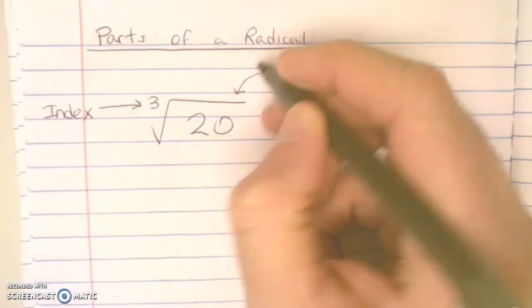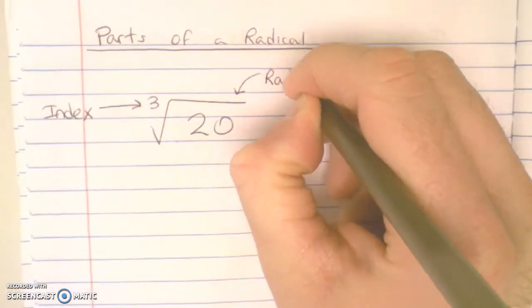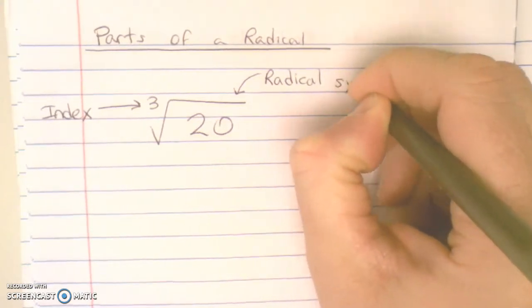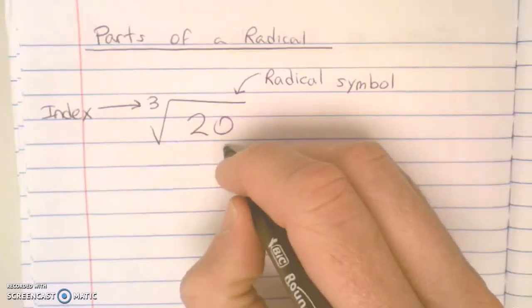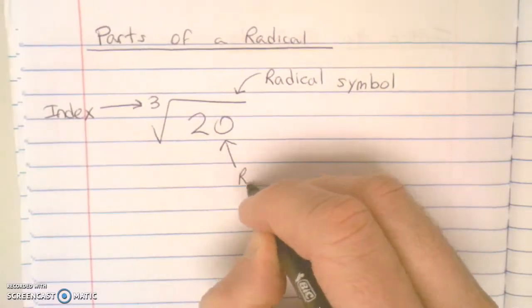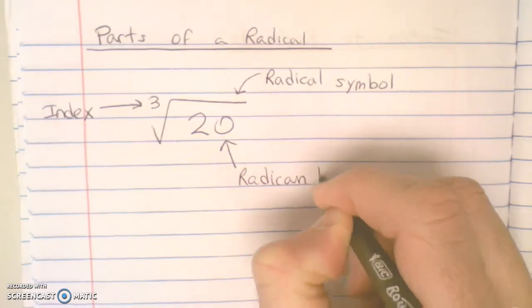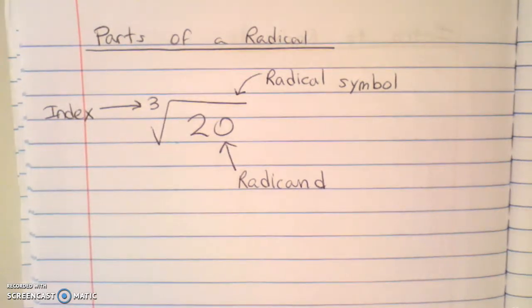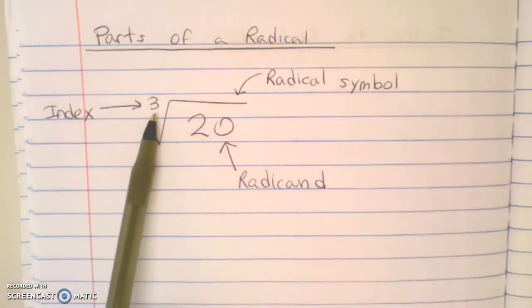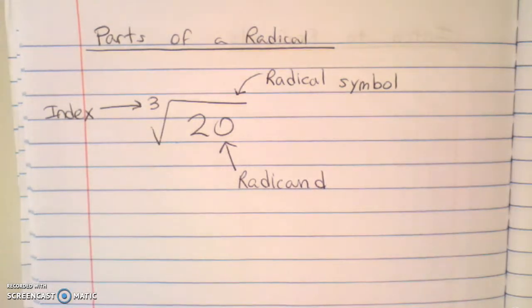The check mark looking thing is called the radical symbol. So when I say radical, that's the symbol I draw. And then the number underneath the radical is called the radicand. That's the number where you're looking for the number that multiplied by itself 3 times gives you this number. So those are the parts of a radical, those are the new things. And we're going to be dealing a lot with this number here as we look at our problems coming up in the future.